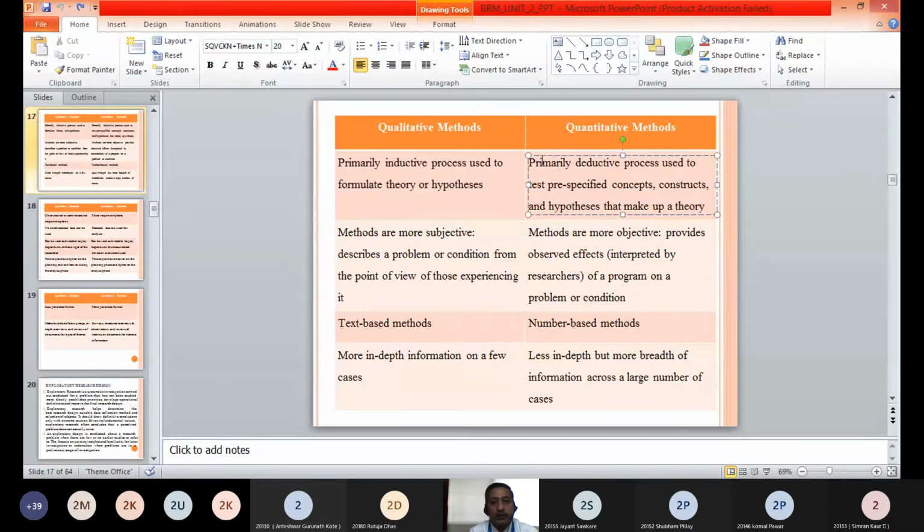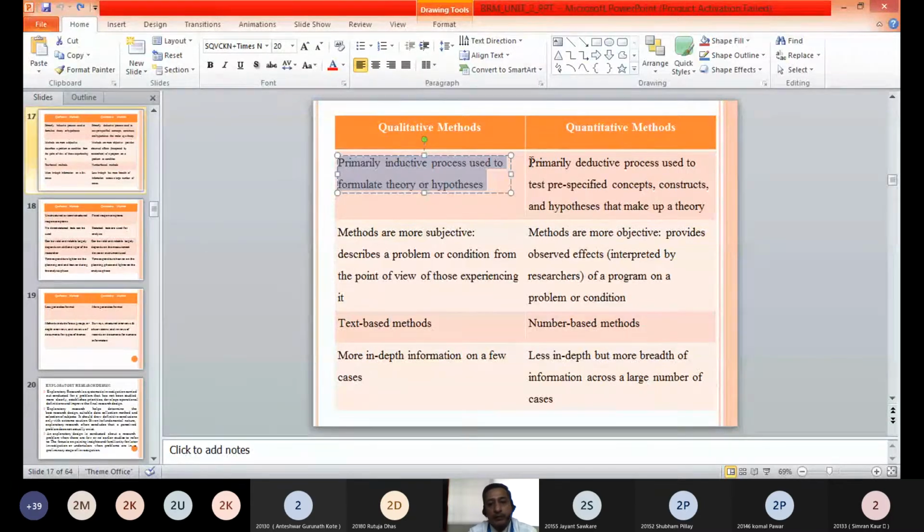And here this quantitative method is a deductive process. Deductive process means from a particular theory which is established, we are again reconfirming that particular theory, or we are coming to some certain conclusion. That is deductive process. So qualitative methods are primarily inductive processes to formulate theory or hypothesis, wherein we go deeper into the details of the particular concept or particular problem or particular situation, and then we try to formulate theory or hypothesis based on that, which is called inductive process.